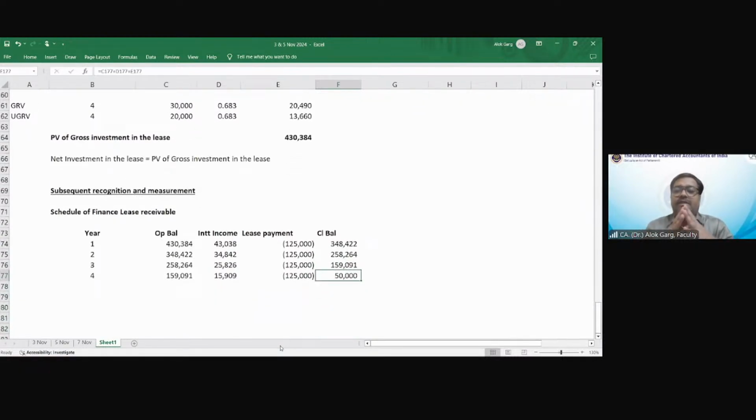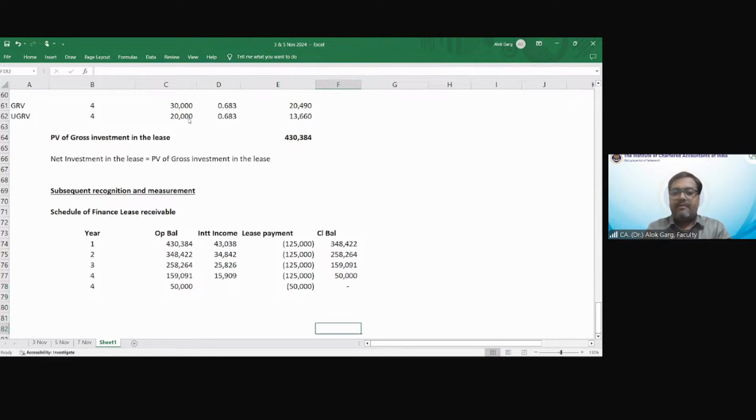So 50,000 has been left. Why has it not become zero? Residual value. In year 4, there is a payment of what? Minus 30, minus 20. At the end of year 4, there is a payment. So now it has become zero.